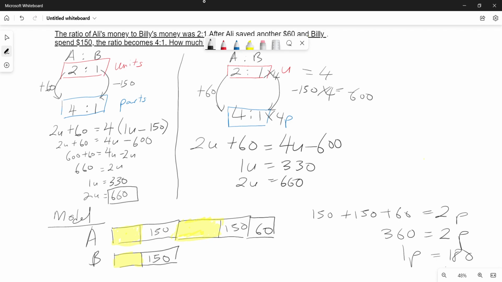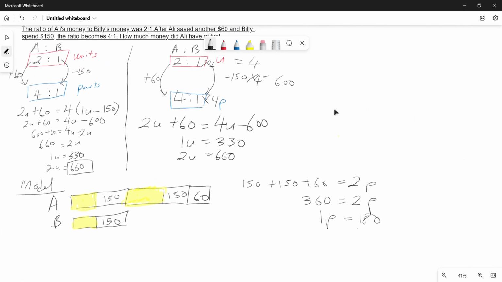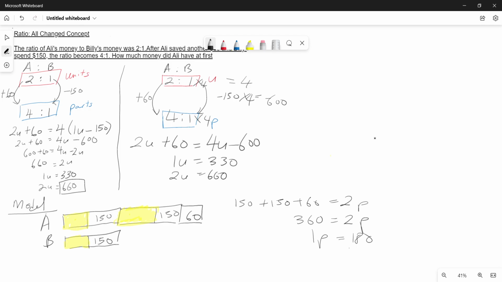So the question asks how much did Ali have at first. Okay, so if this is one part, let me calculate what Ali has at the end first. So what Ali has at the end would be four parts. That means 180 times 4, which will give you 720. Okay, now if at the end is 720 and he's supposed to have saved an extra 60, so I'm going to minus away 60. 720 minus 60 will give me 660. And so you have it. Okay, 2 methods of solving. You decide which one is best for you. Thank you.